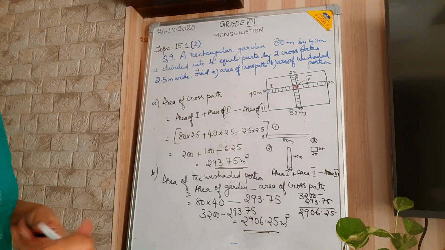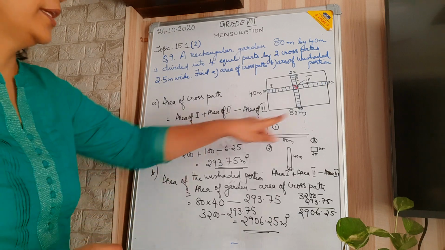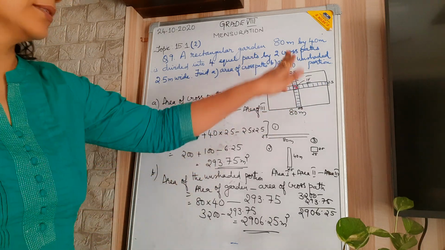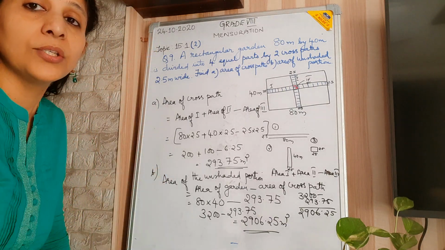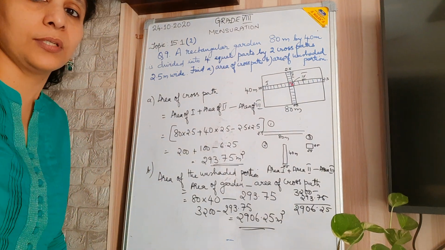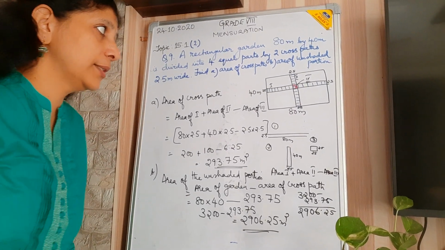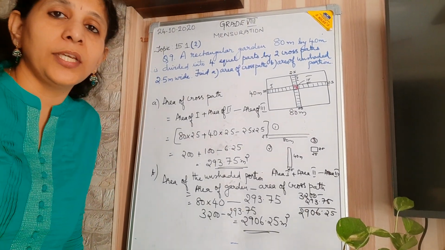Area of the unshaded portion. That means the whole area of the rectangle minus the cross paths. If you deduct it, you will get the area of the unshaded portion. So we will go for the next question. Okay. Hope you are understanding, isn't it? Last year we have already learnt area of the cross paths.